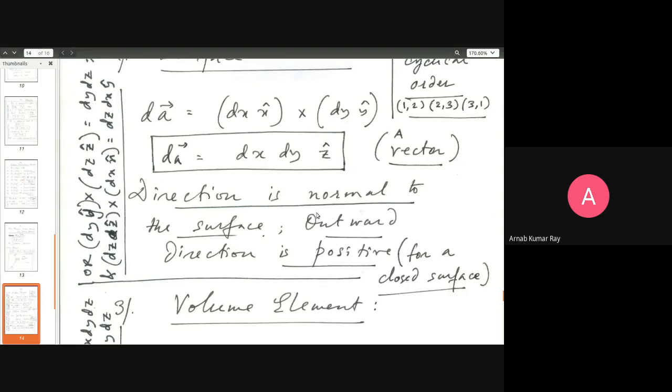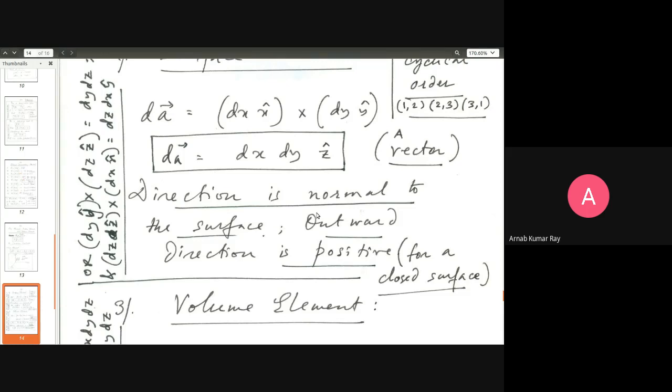But every surface has got 2 faces. Just look at a sheet of paper. It has got a top face and a bottom face. So which surface are you talking about? I mean, the direction will be normal to which surface, the top surface or the bottom surface? Well, you will have to define that.